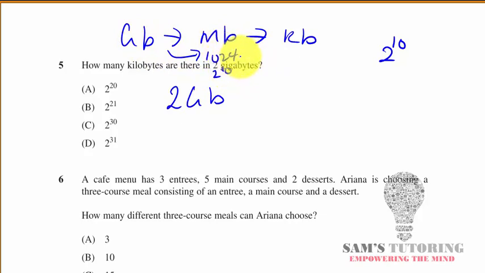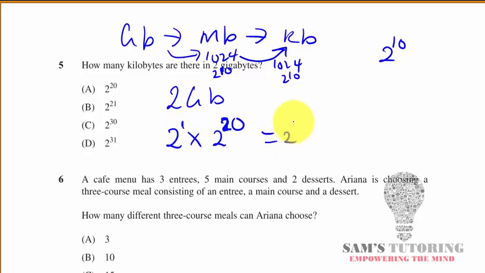And then again, you need to times it again from megabytes to kilobytes. You've got to times by another 1024, which is another 2 to the power of 10. Does that make sense? So 10 plus 10 is 20. So we've got this 2 gigabytes, times 2 to the power of 20. And then this is the power of 1, imaginary 1 there. 20 plus 1 is 2 to the power of 21. Does that make sense? Index laws: when you multiply, you add the indices. When you're dividing, you subtract the indices.